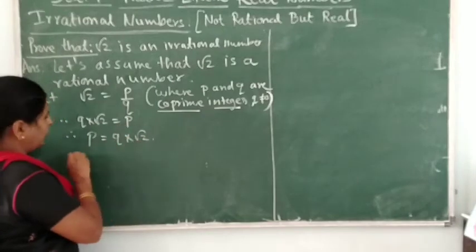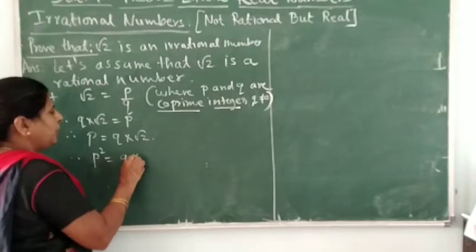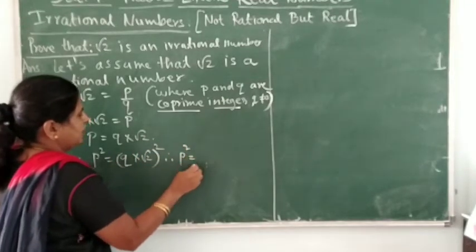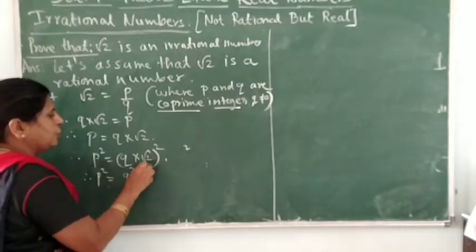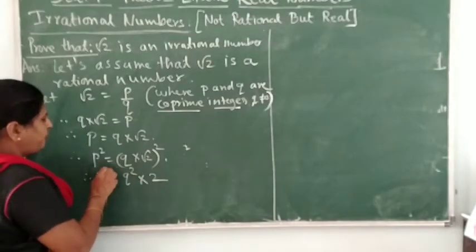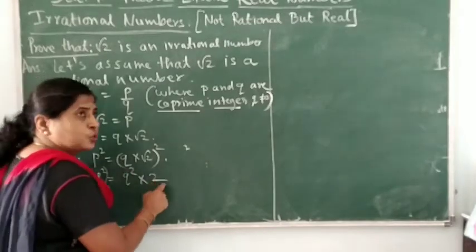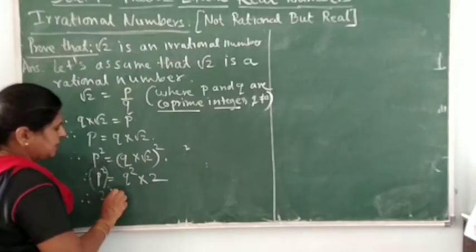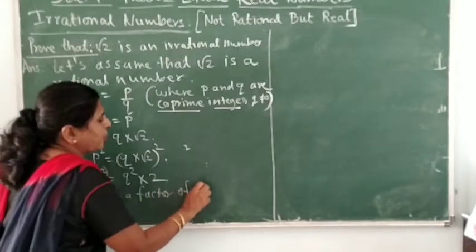Now if we square both the terms, what will happen? If we square this, p square is equal to q into root 2 the whole square. Therefore p square is equal to q square into square root of 2 the whole square, which is 2. Simple. It means p square has two factors. First factor is q square and the other factor is 2. So from this we can say that 2 is a factor of p square.